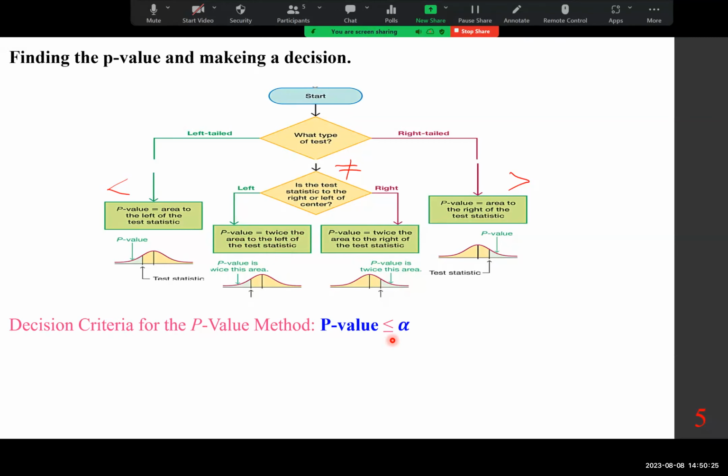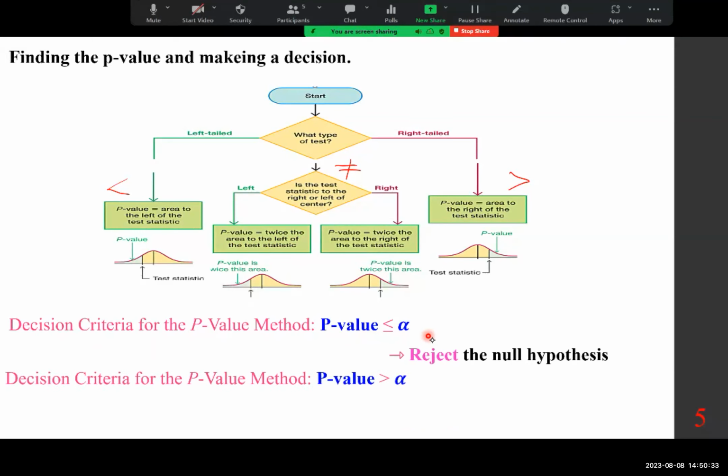If the p-value is less than alpha or less than or equal to alpha, you reject the null hypothesis. And if it's greater than alpha, you don't. You fail to reject the null hypothesis. Some may use accept, but a more proper wording is fail to reject.